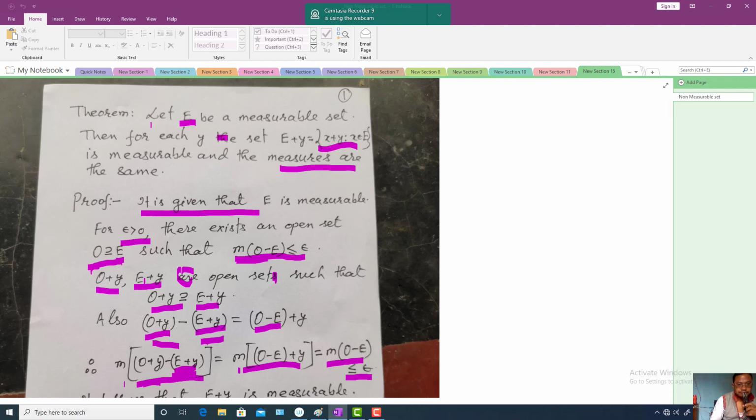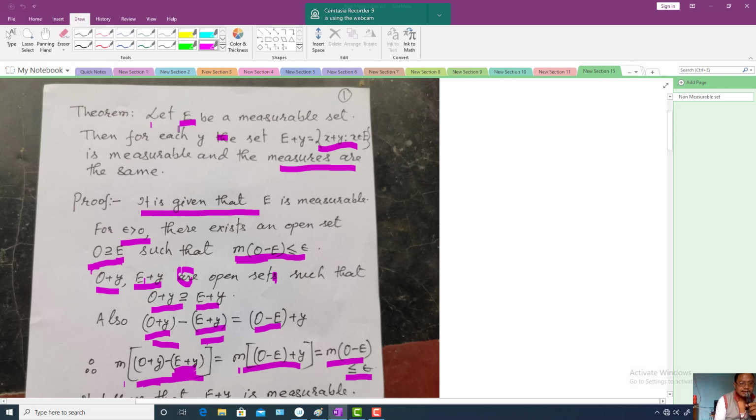Before doing that, we are going to establish a small result. The result is this theorem. E is a measurable set.